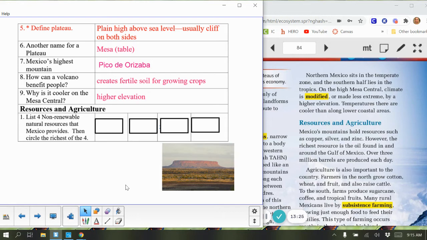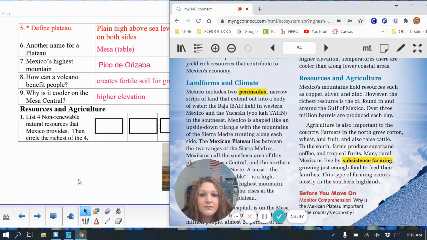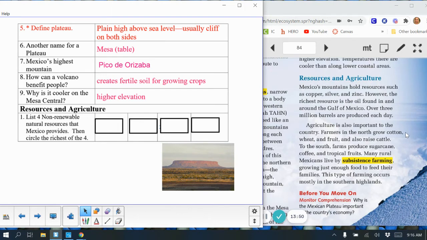So then we have resources and agriculture, and we're going to list 4 non-renewable natural resources that Mexico provides. Then you're going to underline the richest of the 4, because you don't have the easy ability to circle in your notes. On mine, I circled. So I'm going to read resources and agriculture. Mexico's mountains hold resources such as copper, silver, and zinc. However, the richest resource is the oil found in and around the Gulf of Mexico. Over 3 million barrels are produced each day.